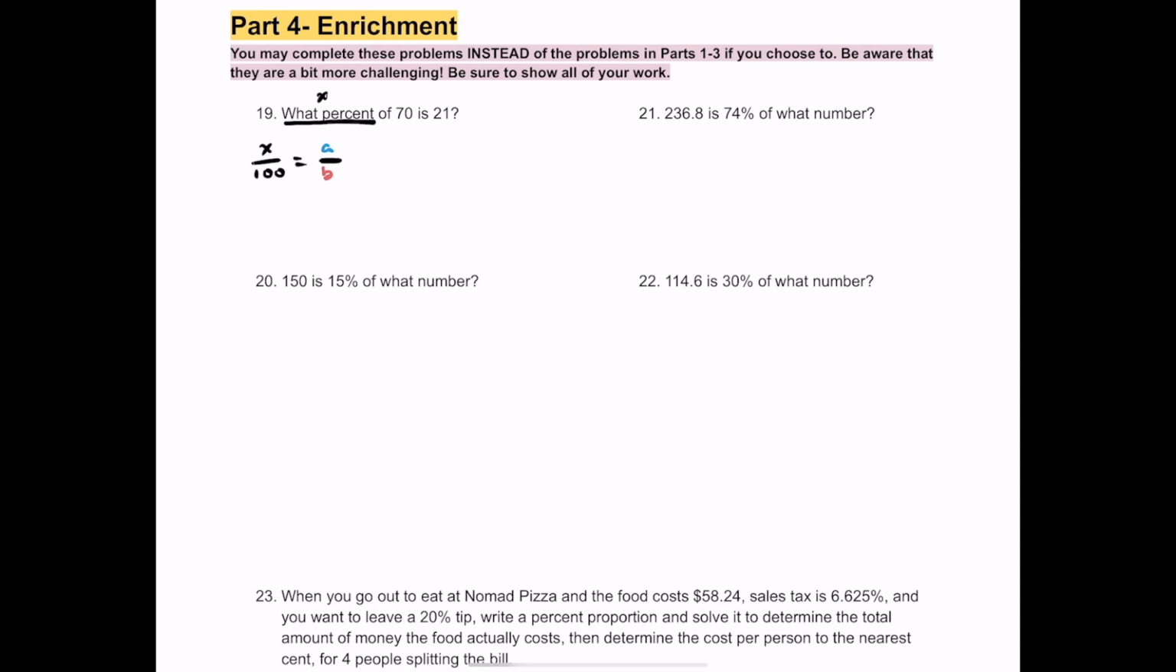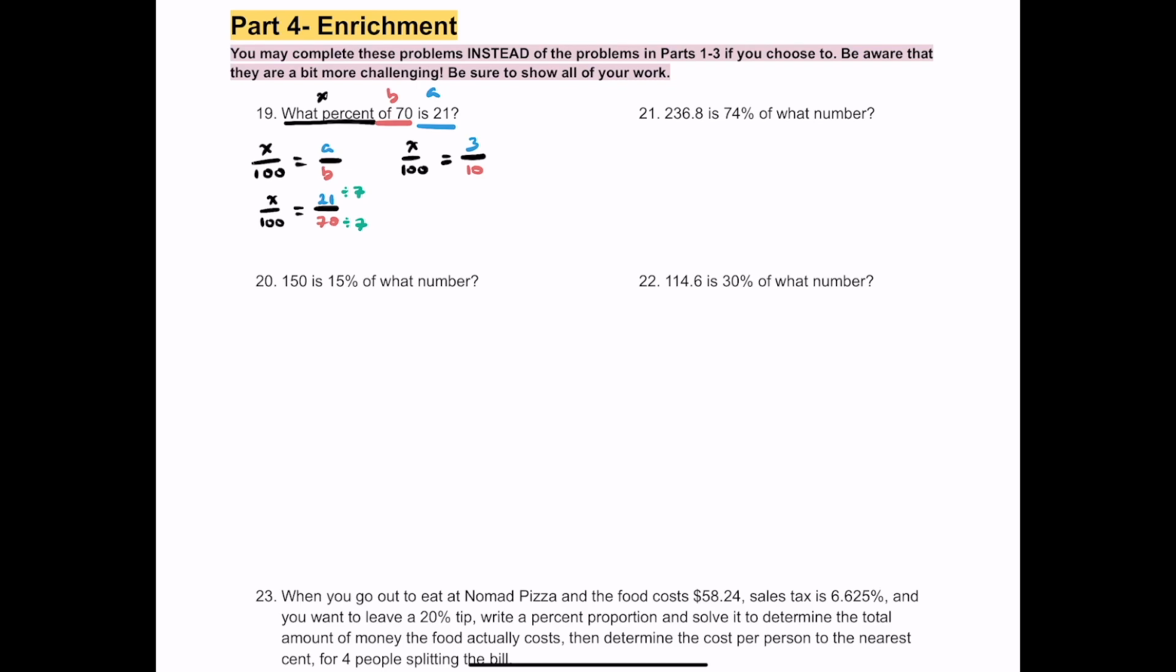So what percent? That's our x value. We don't know what that is. Of 70, so of, that's our b, and then is the 21, so that's going to be the part, so it's a, right? So plugging it in, we will have x over 100 is equal to 21 over 70. We would definitely want to try to simplify the ratio here. Divide by 7 and divide by 7. If we do that, the new equivalent proportion is x to 100 is equal to 3 over 10, right? 3 over 10.